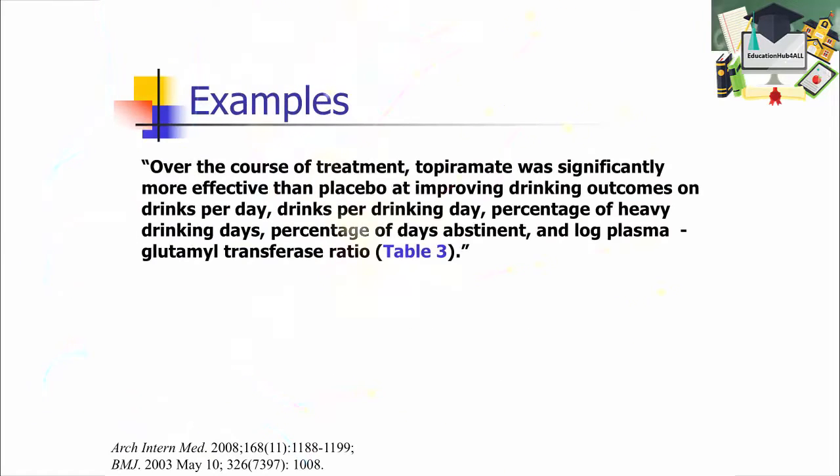Here are some examples. The first reads, over the course of treatment, topiramate was significantly more effective than placebo at improving drinking outcomes on drinks per day, drinks per drinking day, percentage of heavy drinking days, percentage of days abstinent, and log plasma glutamyltransferase ratio. This study measured a whole bunch of outcomes, and you can imagine that Table 3 is a big table with all these different outcomes and lots of numbers. But the authors give a high-level summary on all these different outcomes about drinking. The drug beat the placebo. If you want more details, you can go to the table.